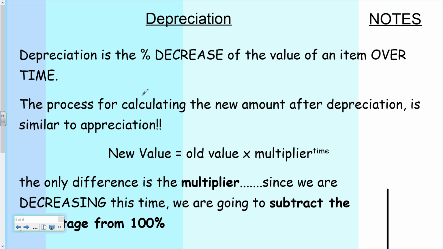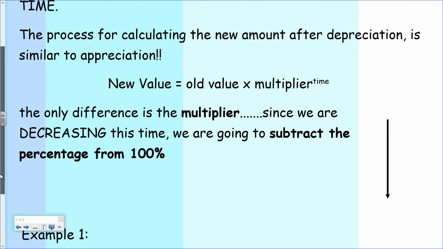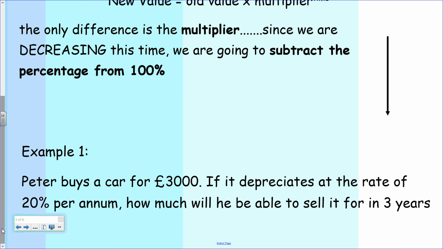The process for calculating the new amount after depreciation is similar to appreciation, luckily. It's exactly the same formula that we use. The new value is the old value times a multiplier to the power of the time. The only difference this time is that the multiplier is going to change, and that's because we are decreasing this time, so we're going to subtract the percentage from 100% rather than add it on. So probably best shown this by example.